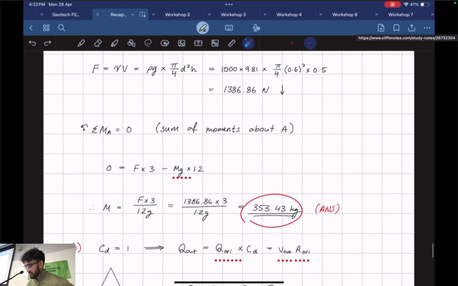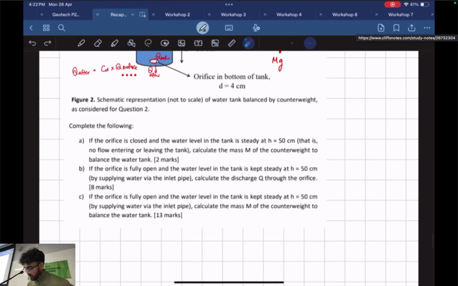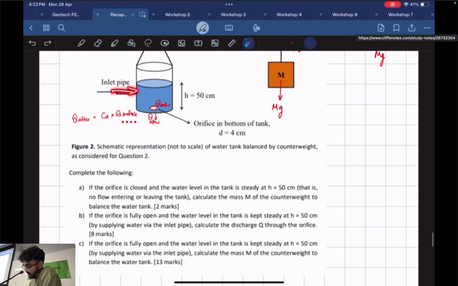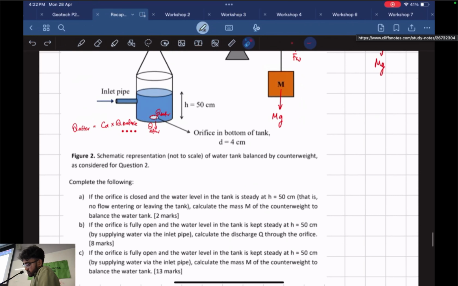Okay, yeah, thank you. Okay, part 2. So, part B, sorry. If the orifice is fully open, but the water level in the tank stays steady at 50 centimeters, because of water being supplied through the inlet pipe, calculate the discharge Q, right? So, hold on. What we know is that there's some sort of inflow, some sort of outflow. We're trying to find the outflow, right?